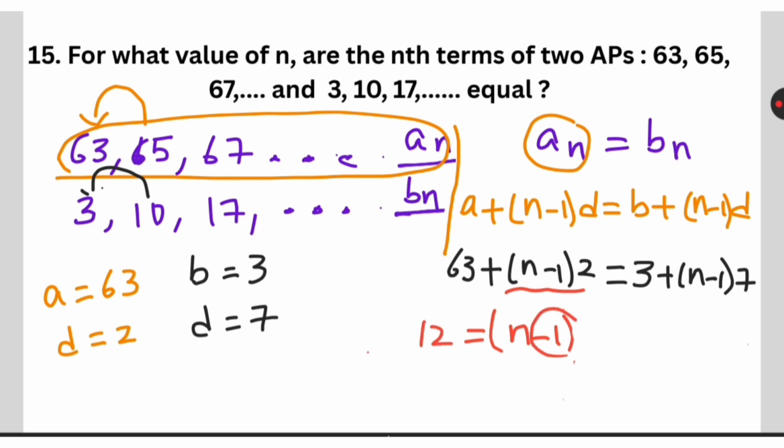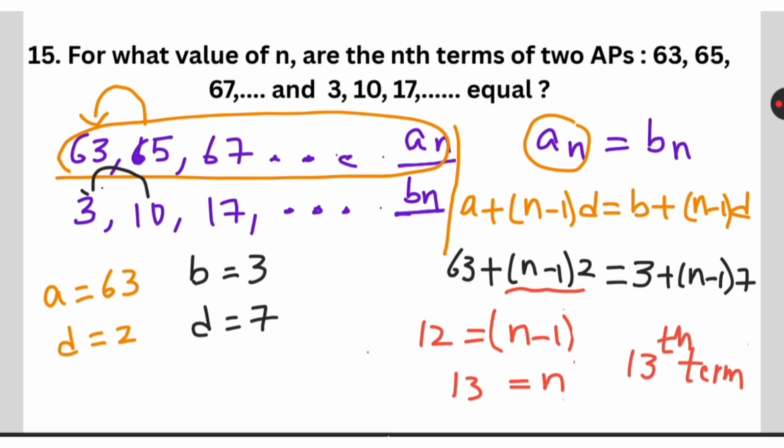Now this minus 1 sent to the left hand side turns into 12 plus 1, that is equal to n. So finally the n is 13. So that means the 13th term of these two arithmetic progressions are equal. So the answer is 13th term.